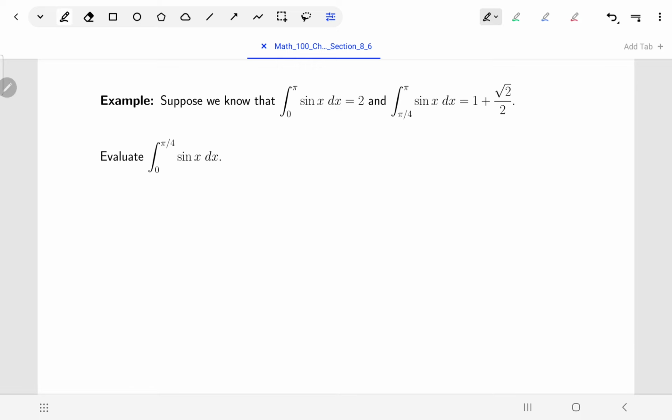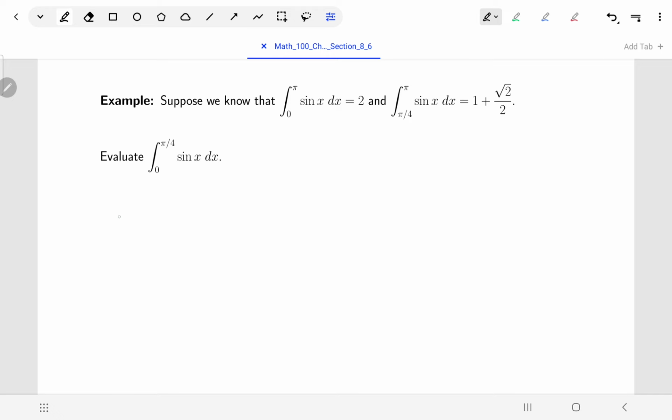So somebody has figured out for me that the definite integral of sine from 0 to pi happens to be 2. And I'm looking at the definite integral from pi over 4 to pi. Apparently that is 1 plus 2 root 2 over 2. So the question is, what is the definite integral of sine from 0 to pi over 4?